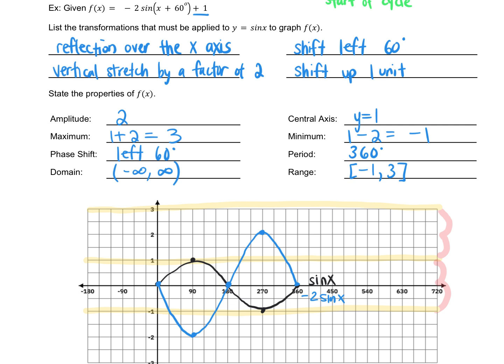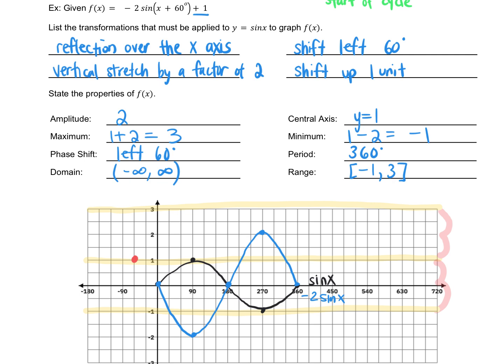so that's 2 boxes, and then up 1, which is also 2 boxes. So that origin point now starts at -60, 1. And notice it is on the midline, and it's just 60 degrees to the left because of that phase shift. And once I've drawn this, because of that reflection, we're not heading up to the maximum like we normally do, we're heading down to the minimum.